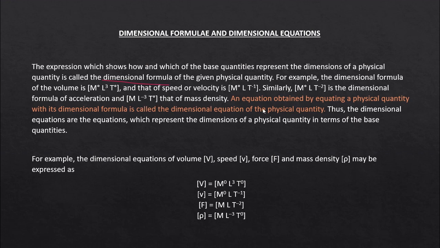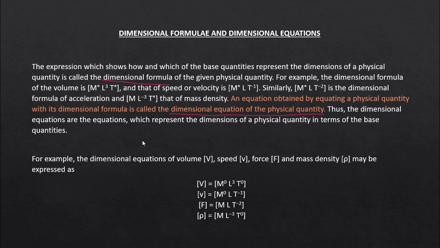M L minus 3 T0 is for the mass density. So an equation obtained by equating a physical quantity with its dimensional formula is called the dimensional equation of the physical quantity. Okay, so we'll be using this a lot in the coming slides, and this is very helpful. You will see in the upcoming slides.